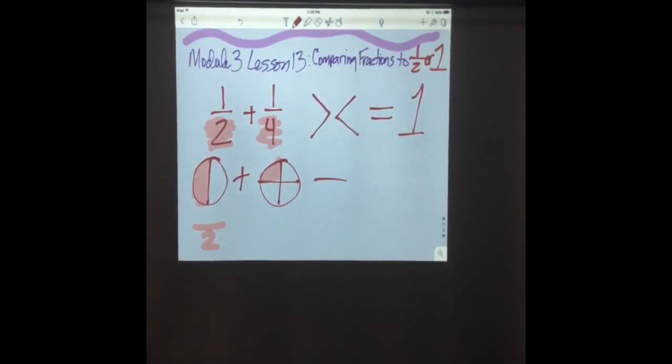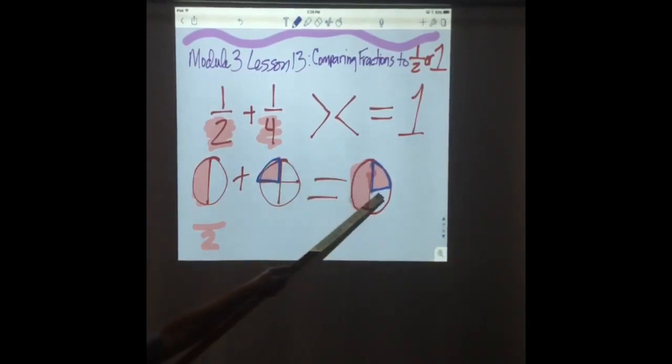Let's just draw that out. It's equal to, here's our half, right? And then here's our fourth. I took that piece and put it over there. Do you see that? I'll put it in a little different color, okay? Do you see how I just flipped that over and put it right there?